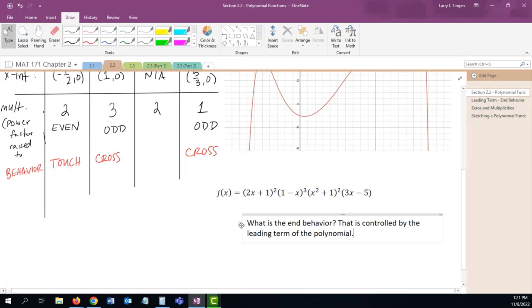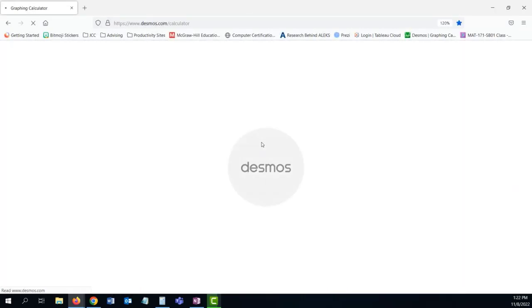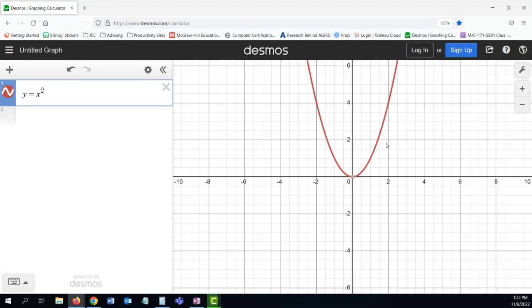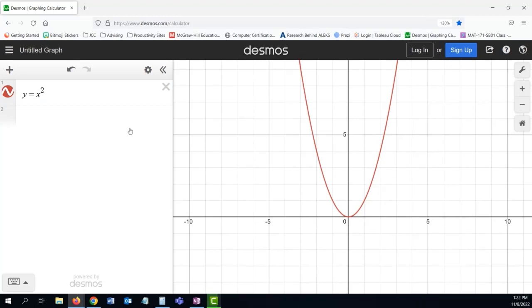Okay, why is that? Well, let's take something super easy first, and then let's see if we can expound on it. All right, so I can tell it is working hard in the background. All right, so I got y equals x squared. That's my basic parabola, right?